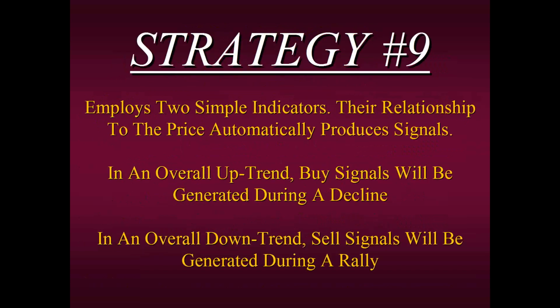Okay, now let's share with you some more highlights about this. Strategy number 9 employs 2 simple indicators. Remember, this is an indicator-based method. Now, their relationship to one another automatically produces the signals. So remember, we're not looking for any pattern. We're not looking for any type of support and resistance or volume or things of that nature or Fibonacci retracements. This is based on 2 simple indicators, but their relationship to one another. Remember, in an overall uptrend, buy signals will be generated during a decline. And in an overall downtrend, sell signals will be generated during a decline.